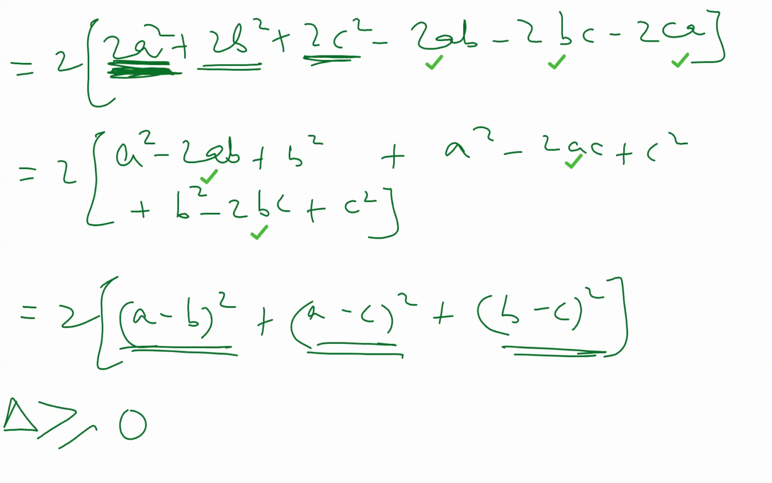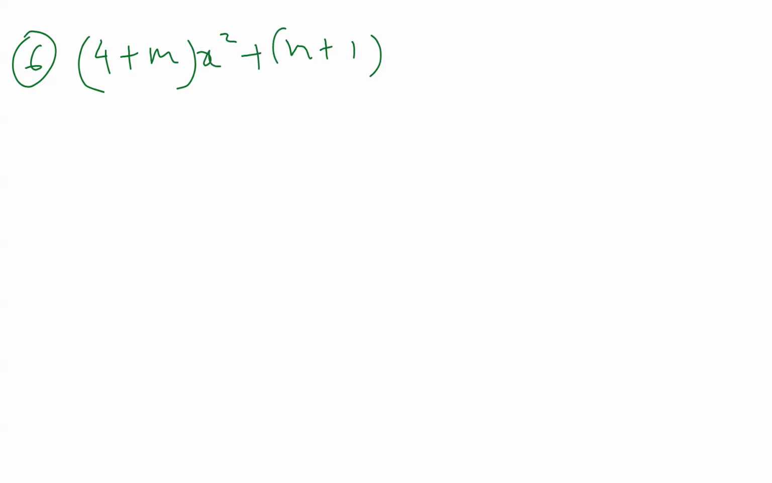Question number 6. Find m so that the roots may be equal. This is relatively a simple problem. So (4 plus m) x square plus (m plus 1) x plus 1 equal to 0. So a is equal to 4 plus m, b is equal to m plus 1, c is equal to 1.